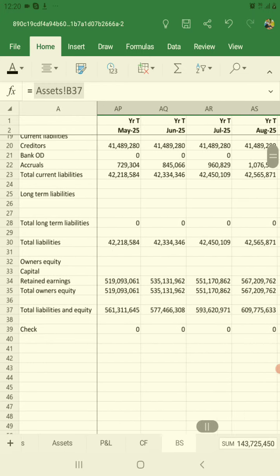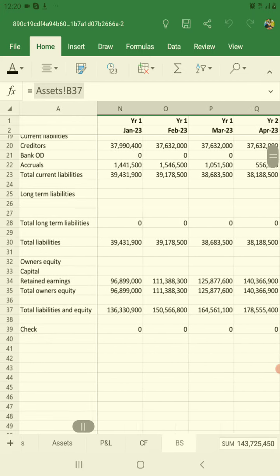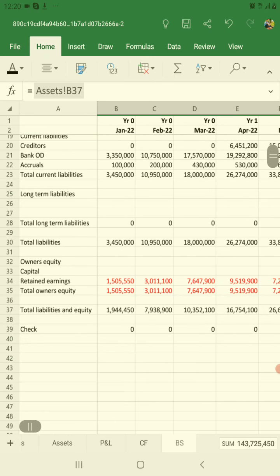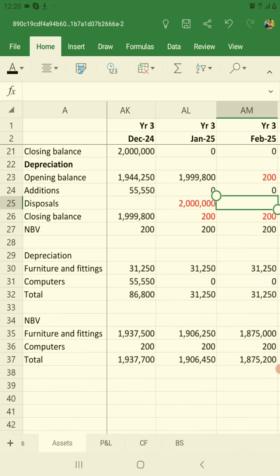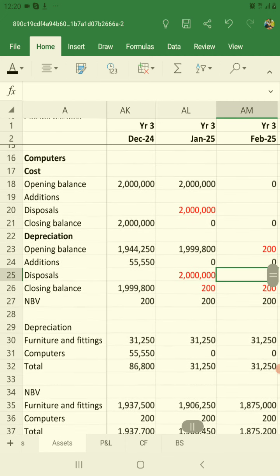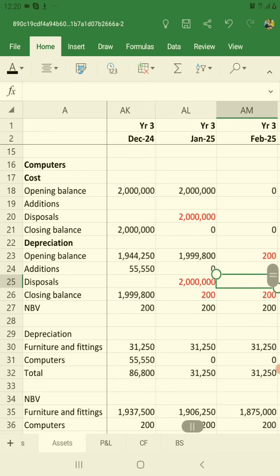Yeah, it has balanced after doing those adjustments. So basically what we did in the asset schedule here, we disposed the cost element, and we also disposed the depreciation element fully by the cost figure, that is 2 million.